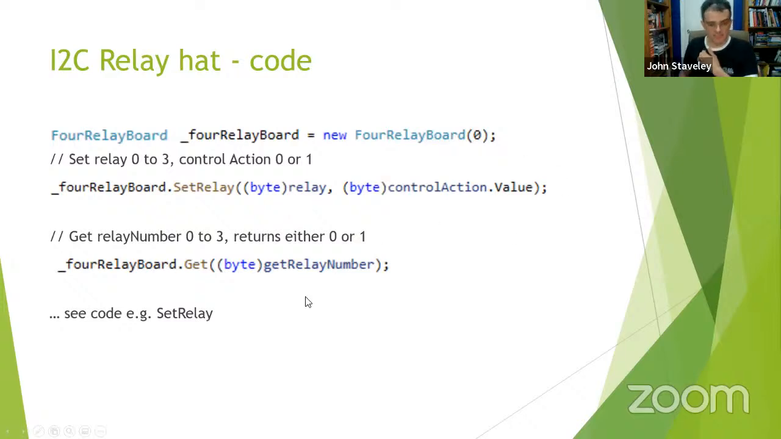And then the code's really simple. Because I translated it, the type system's not very pretty, but it works. So it just has a method called SetRelay and then GetRelay.